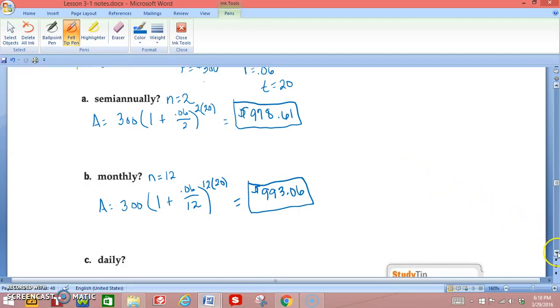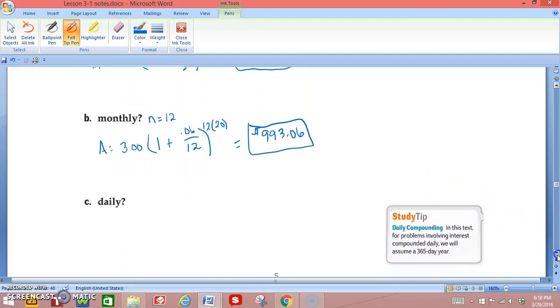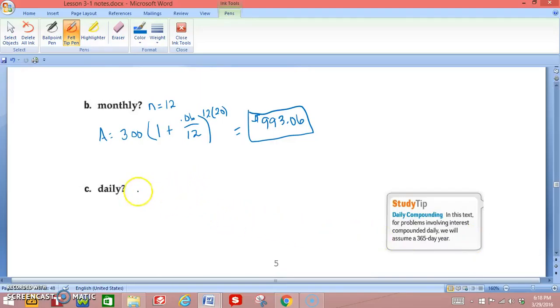Okay? And then daily. And over here in this box, it tells us that for daily compounding, we're going to use 365. So how many times in a year is it compounded? 365. That's our N. So A equals 300 times 1 plus 0.06 divided by 365 to the 365, that's your N, times 20, still 20 years. So it's a pretty big power there. And that would be $995.94, I believe.